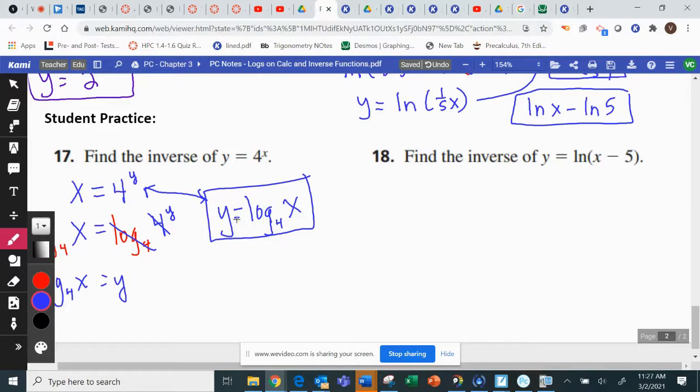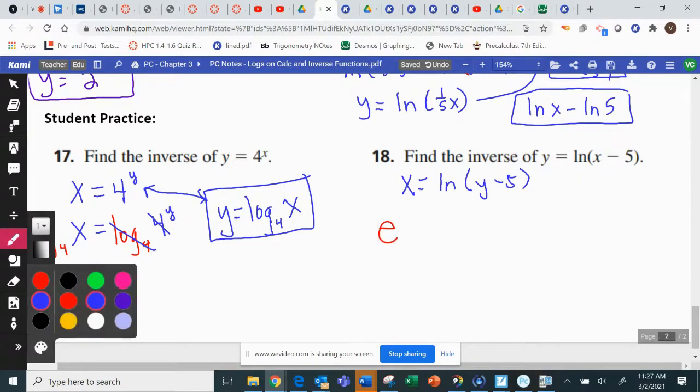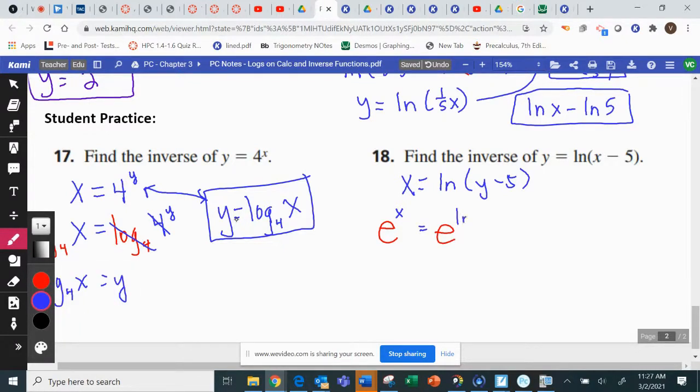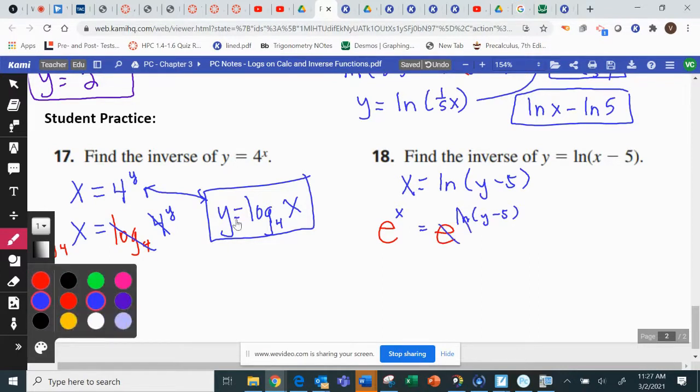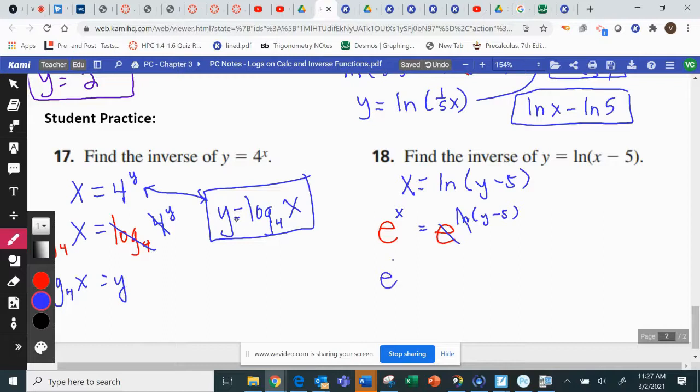Number 18, x equals ln y minus 5. So the first thing that I need to do, this is logarithmic form, so I have to exponentiate both sides. So I'm going to do e to the x equals e to the ln y minus 5. So I get e to the x equals y minus 5. So y is e to the x plus 5.